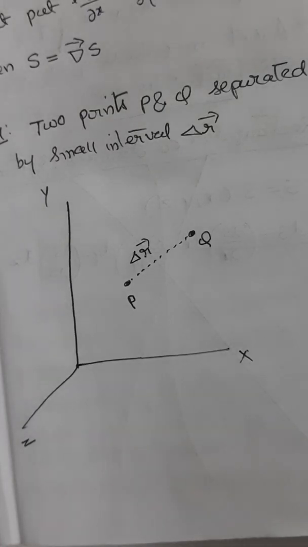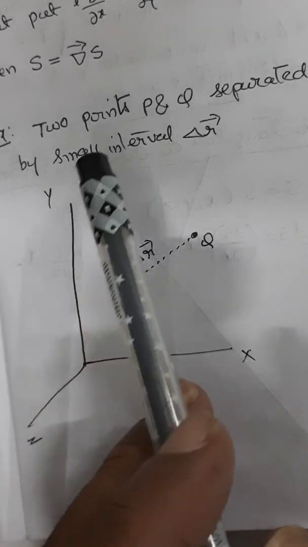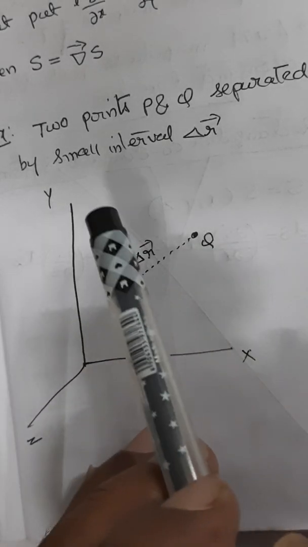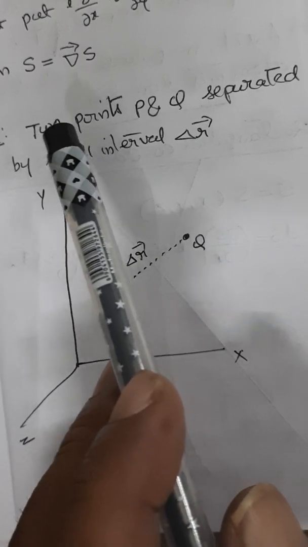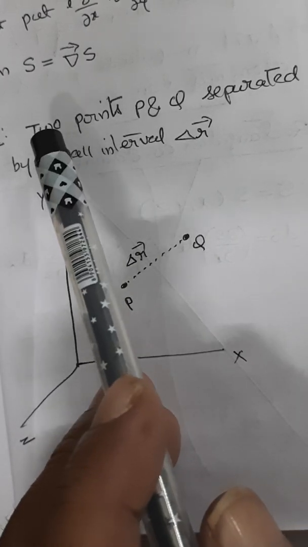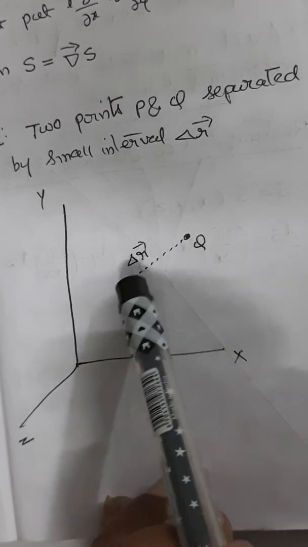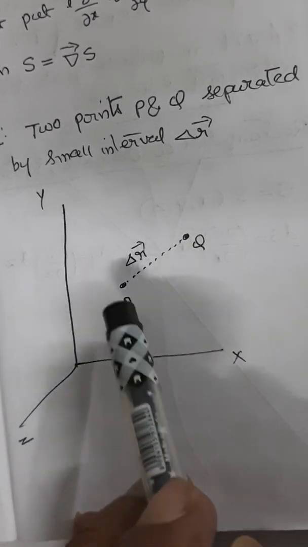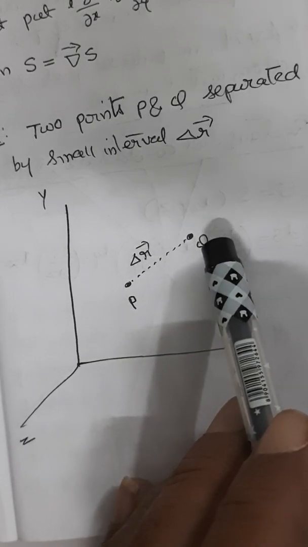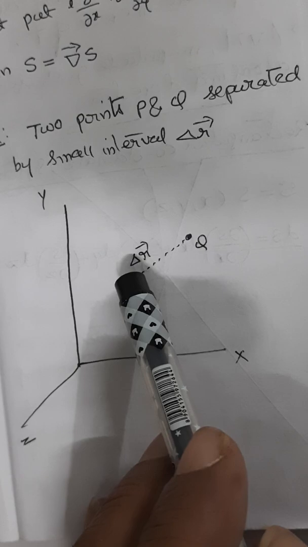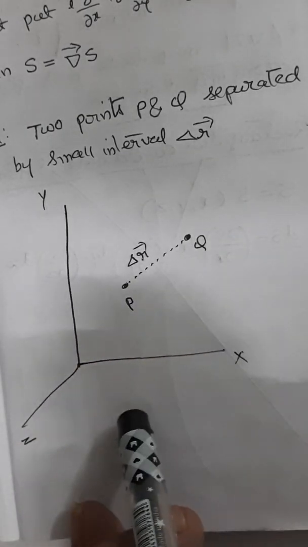In the previous session under mechanics, we are trying to understand the gradient of a field. For that, I am just quoting an example. Let us recollect. So we are taking 2 points, let us say P and Q, separated by a small interval delta R. That means temperature at this point P is T1, temperature at this point is T2.